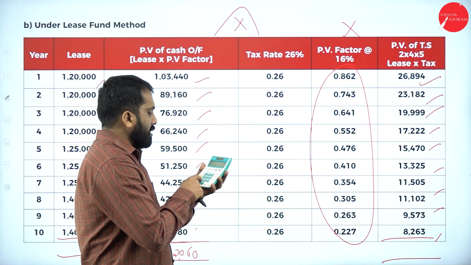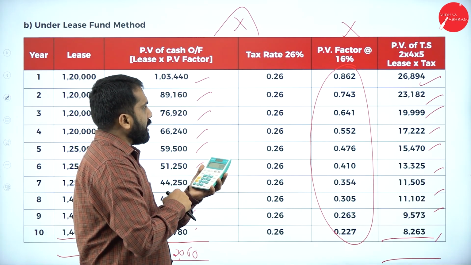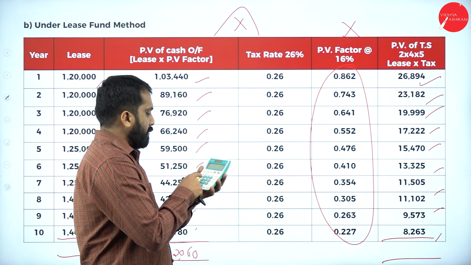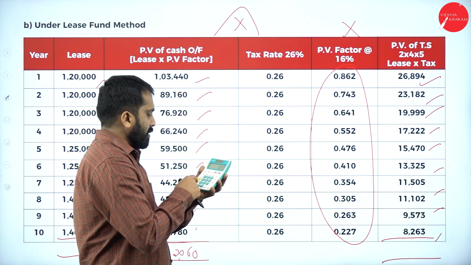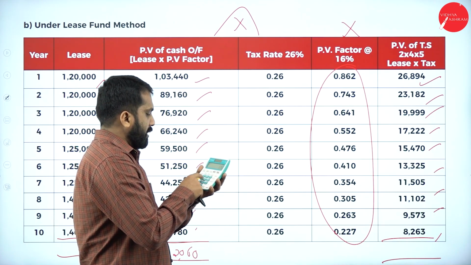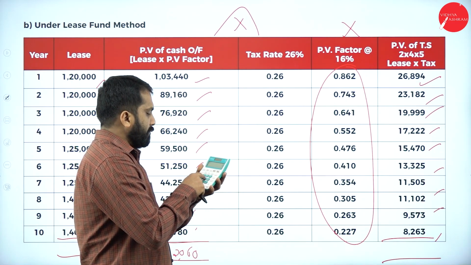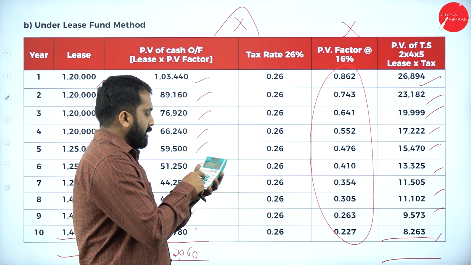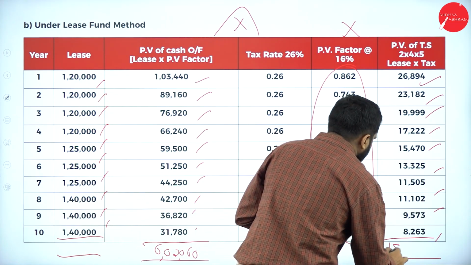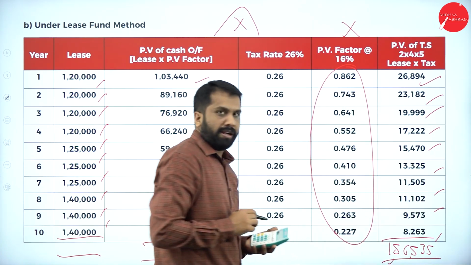Similarly, if you go for this: 26,894, 23,182, 19,399, 17,222, 15,470, 13,325, 11,505, 11,102, 9,573, 8263. So 1,56,535. You got it? Yes.